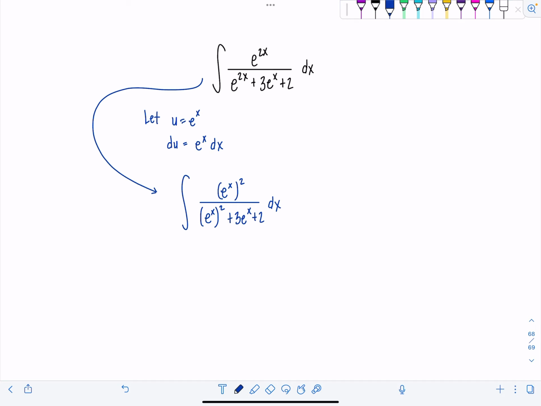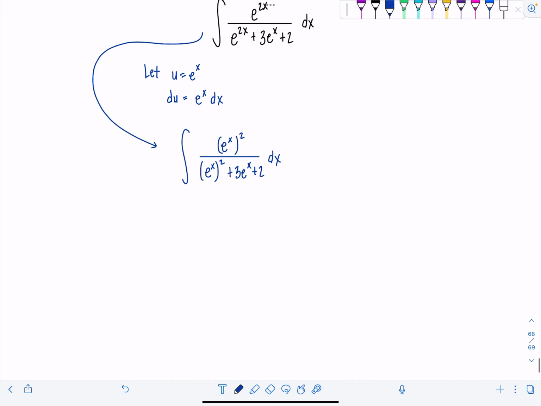Now, the only issue is I need du, and du is equal to e to the x dx. So 1 over e to the x du is equal to dx. And so I can completely rewrite this left-hand side in terms of u. Remember, u is also e to the x. So that means 1 over u du is dx. Good? Okay, so now let's rewrite the entire integral in terms of u.